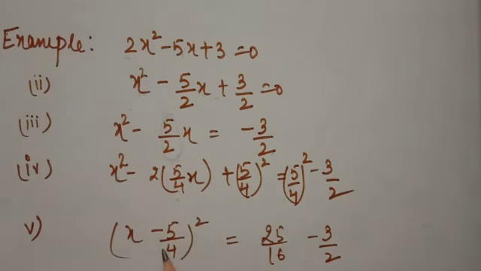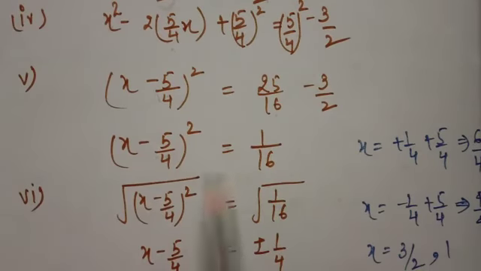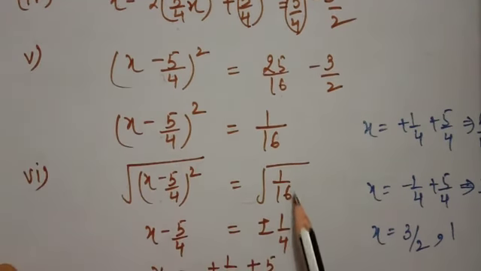And then we will change the left hand side as a perfect square of a binomial expansion. Then it is a minus b whole square. Solve it with whole square. After this solving, we will get like this. Taking square root, the last step, taking square root on both sides, which is like this, and then square cancels with the square root. It becomes x minus 5 upon 4, and it is plus minus 1 upon 4 because square root of 1 is 1 and square root of 16 is 4.